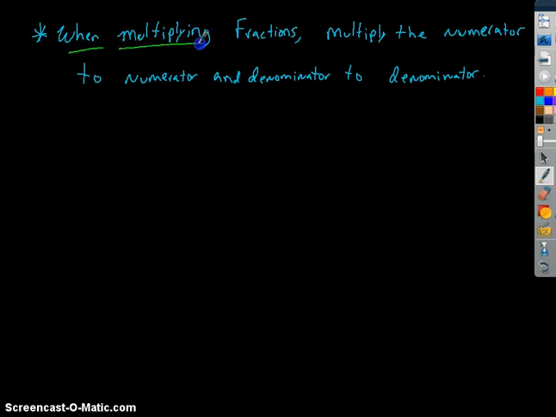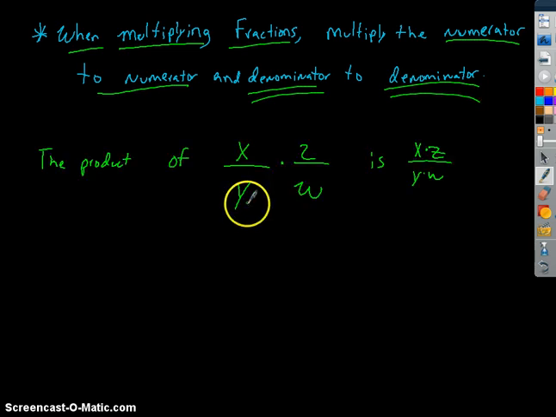When multiplying fractions, be sure to multiply numerator to numerator and denominator to denominator. You don't cross multiply in these. You multiply directly across. So what that means is this: the product of x over y times z over w is actually just x times z over y times w, or xz over yw. You don't have to have times symbols; the multiplication is implied if they're right next to each other with no sign between them. So that's what that means, and this is how it applies to the problem we're working on.